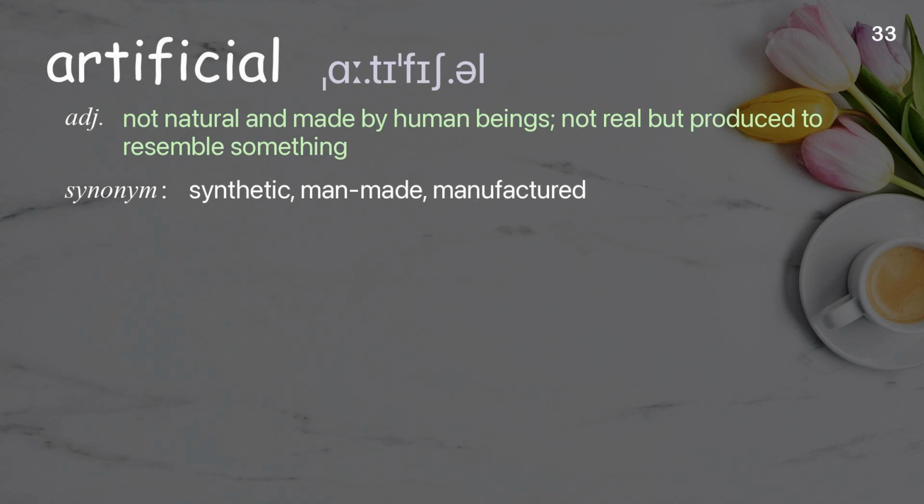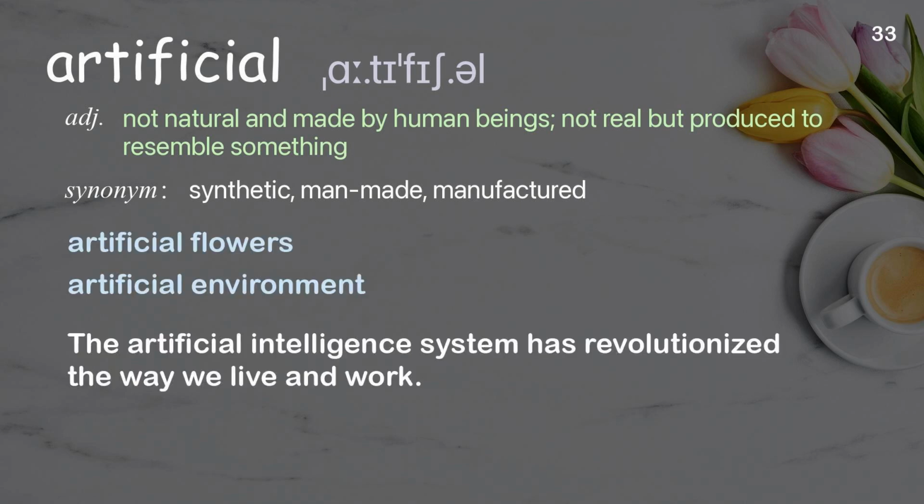Artificial. Not natural and made by human beings, not real, but produced to resemble something. Examples: Artificial flowers, artificial environment. The artificial intelligence system has revolutionized the way we live and work.